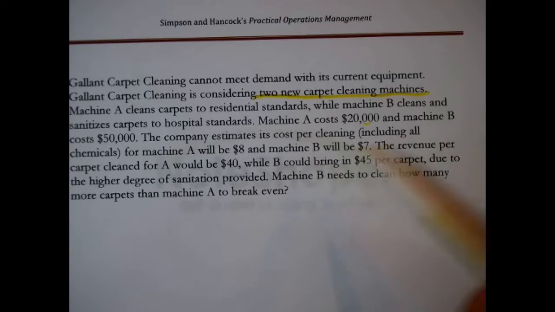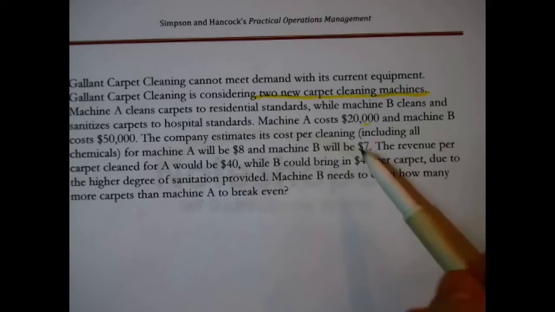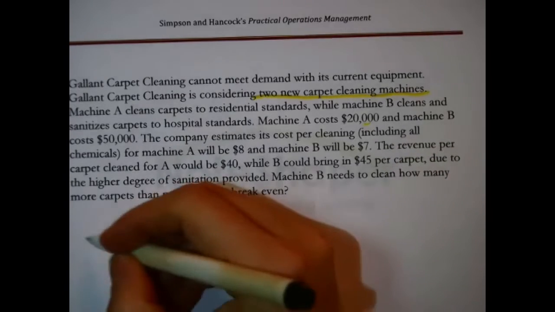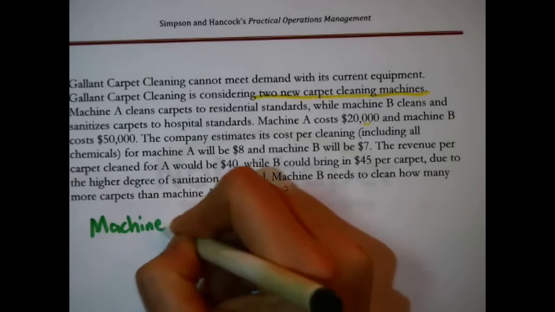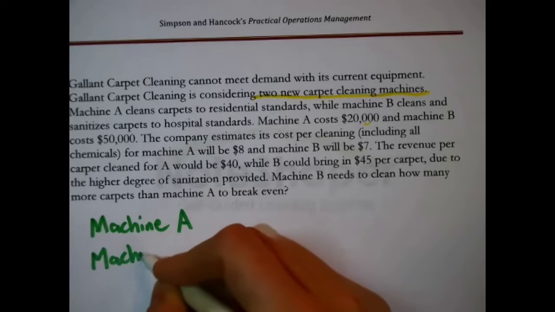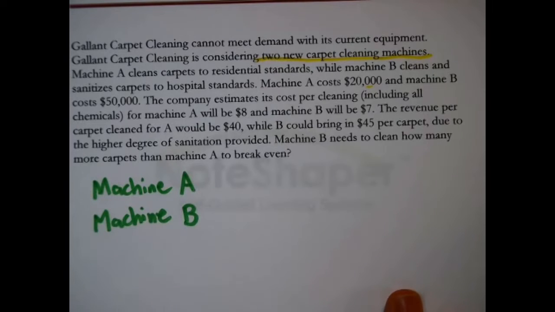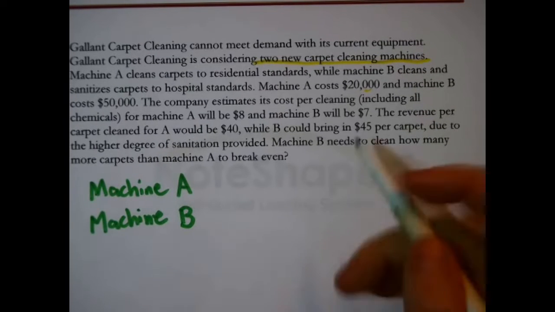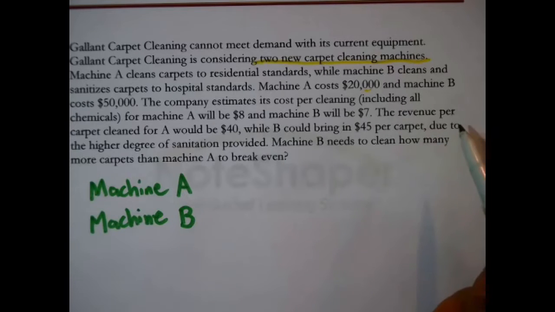The company estimates its cost per cleaning, including chemicals, for machine A is 8. For machine B, it's 7. The revenue for machine A is 40, and for machine B is 45. Whoa. A table. There are 2 options being discussed here. So I list them. Now, actually, to continue on with this paragraph, what is the actual question here?